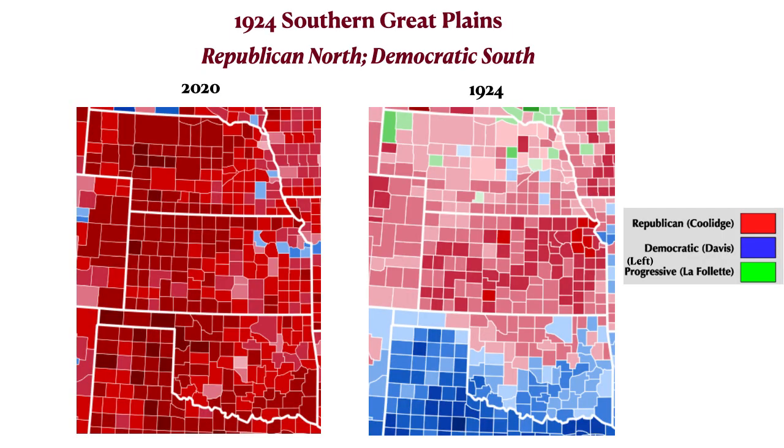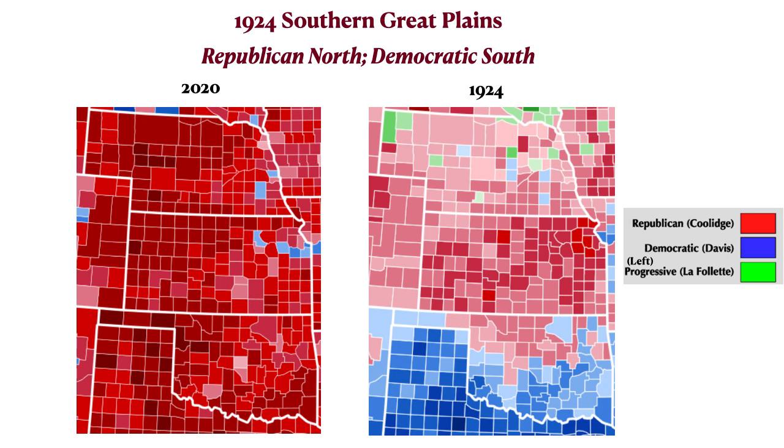By 1924, this southern Great Plains region was split. I have the 2020 map on the left, and you could just see a few blue counties. They can all be explained either by cities or colleges. I mean, take Kansas. You've got the wealthy suburbs of Kansas City. Then you've got the county that has Lawrence, University of Kansas. Then you have Topeka, and then you have the county that has Manhattan, Kansas State.